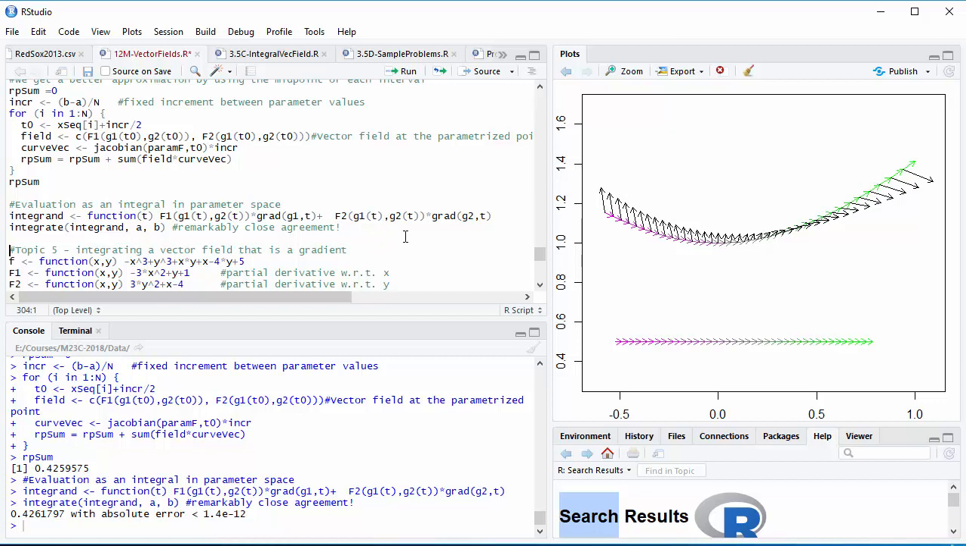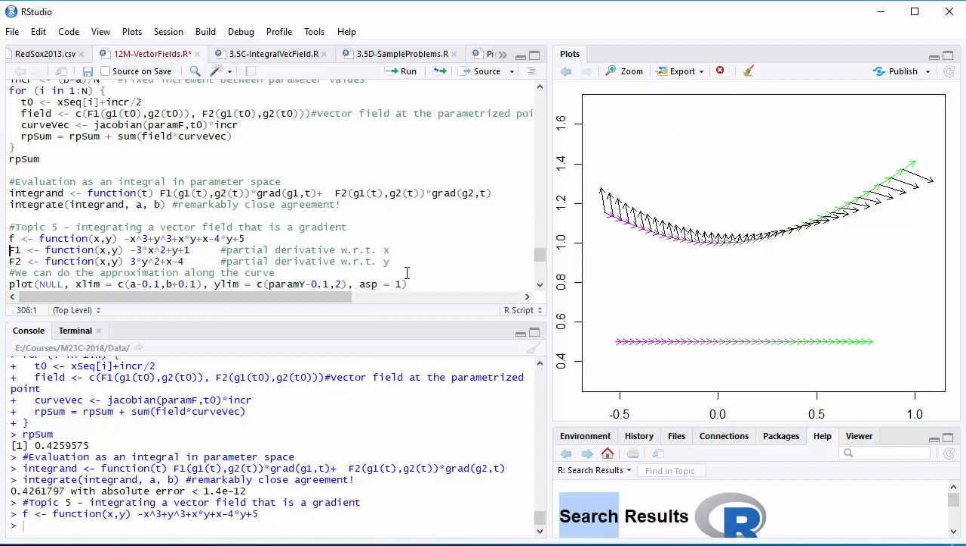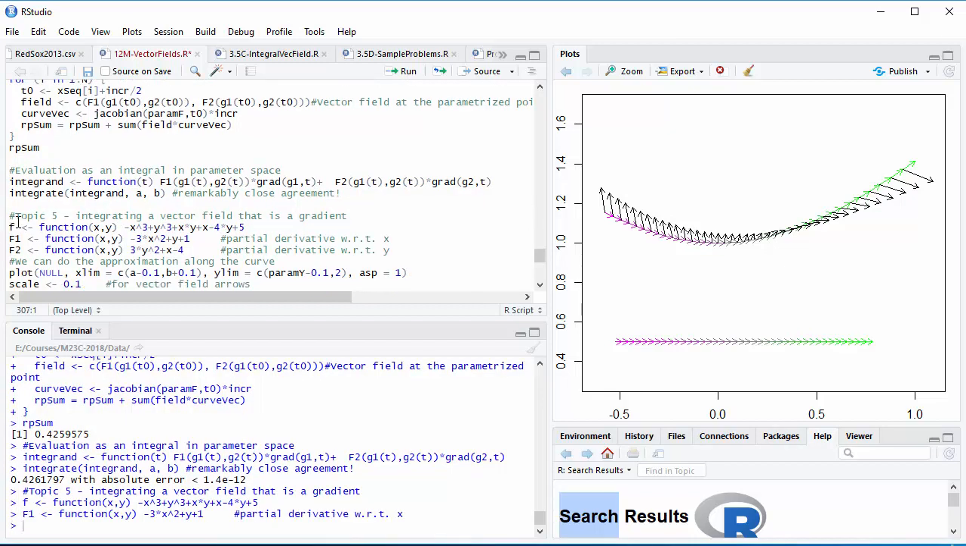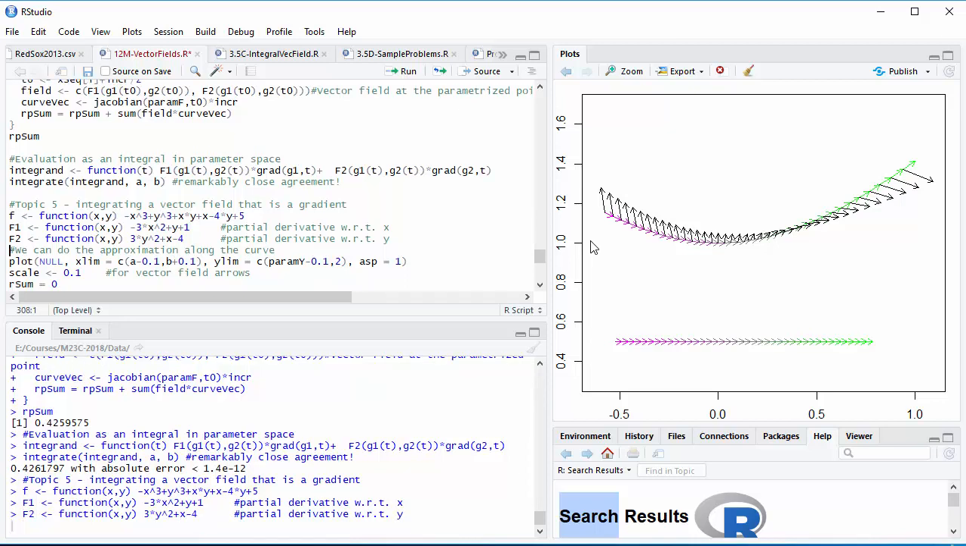Now to finish off, let me show you what happens if I take a vector field that's the gradient of a function. So here is a function of x and y, minus x cubed plus y cubed plus xy minus 4y plus 5. Any function will do. Using my knowledge of calculus, I define functions for the partial derivative with respect to x and the partial derivative with respect to y. So little f is a scalar field, just a function. f1 and f2 are the x and y components of its gradient vector.